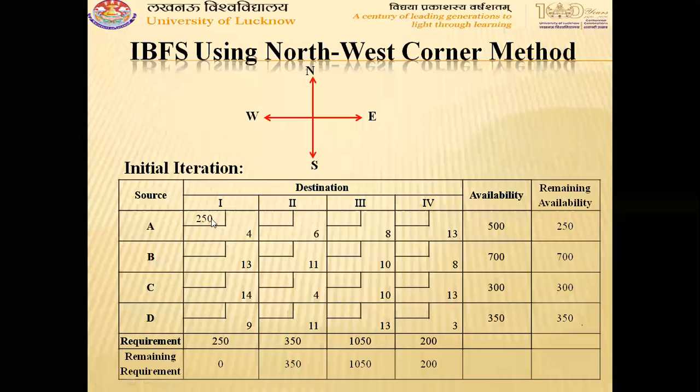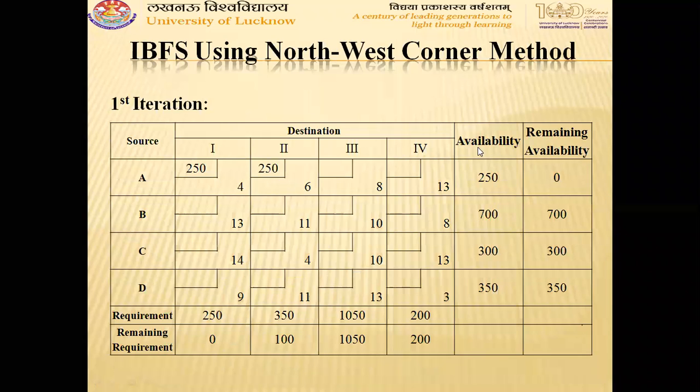Now we ignore this and then find the next northwest corner. If we eliminate this column, then our northwest corner will become this place. Now the remaining availability is 250 and the requirement at destination 2 is 350. So the minimum is 250. So we allocate 250 in this cell also, and subtract it from the remaining availability as well as from the remaining demand. So we obtain this table.